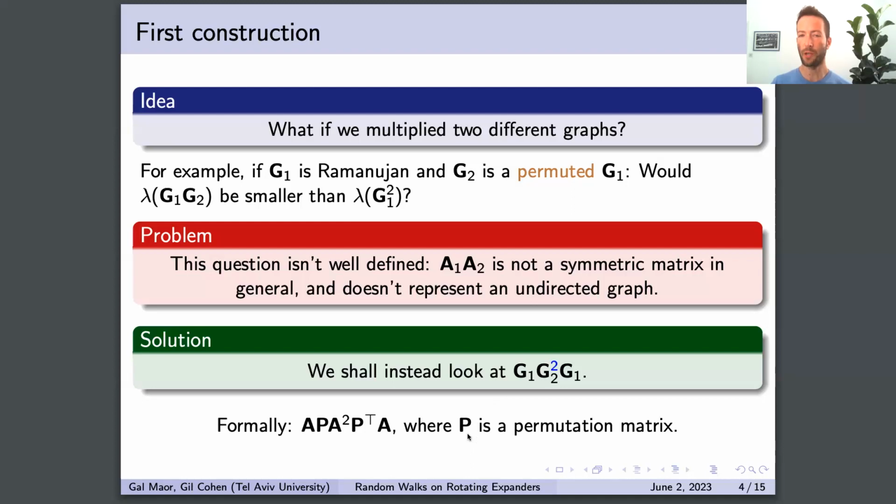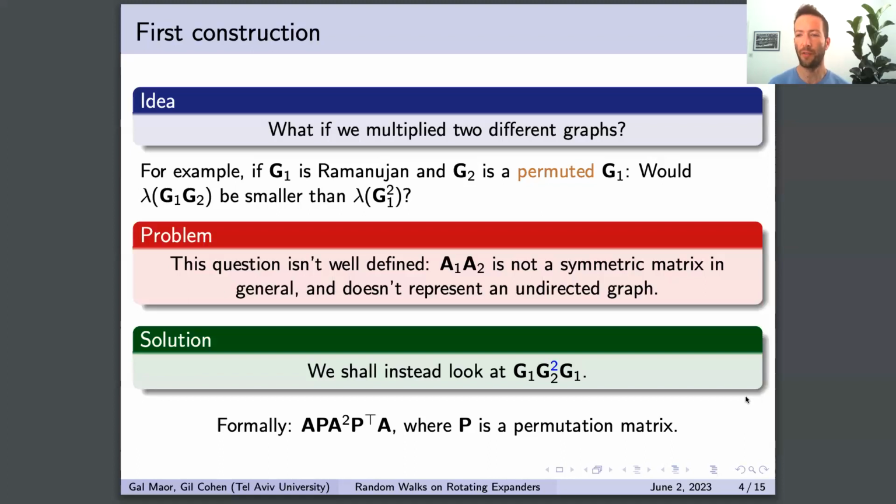I have a permutation matrix P, and I start with a square in the middle. I permute it, I rotate it once using this permutation matrix, and then I multiply by A from both sides again. Now recall, I'm not just interested in the square or the fourth power of the graph. I want to give an analog for the tth power of the graph, G to the t.